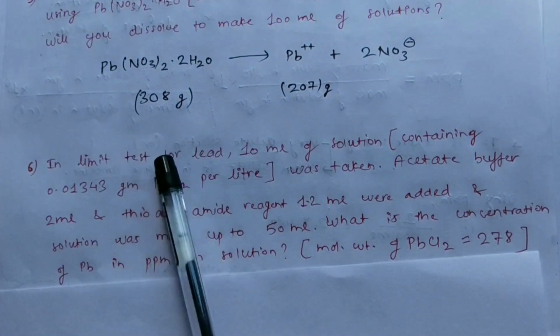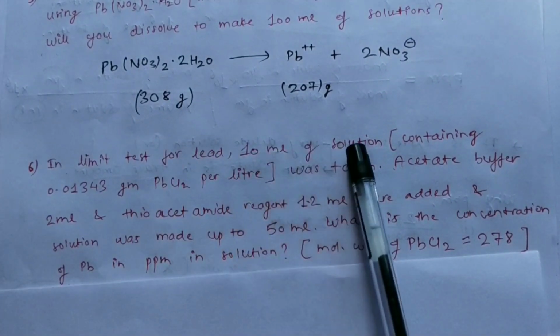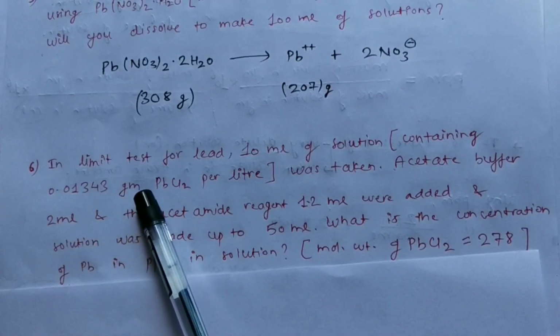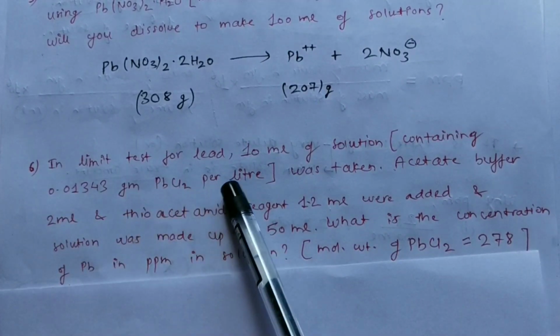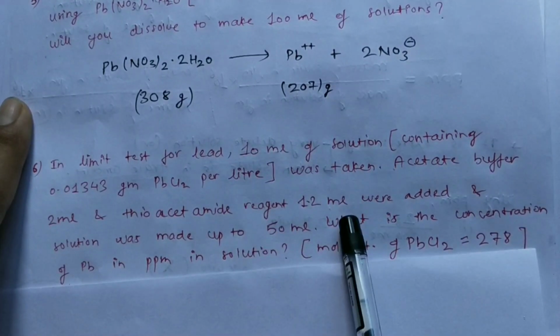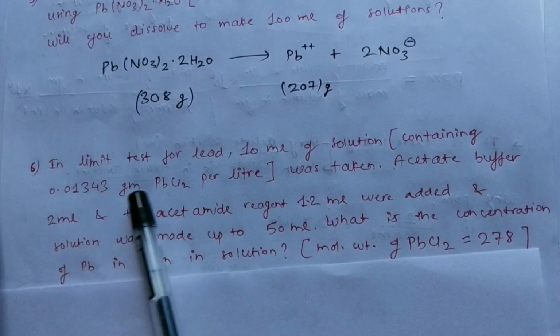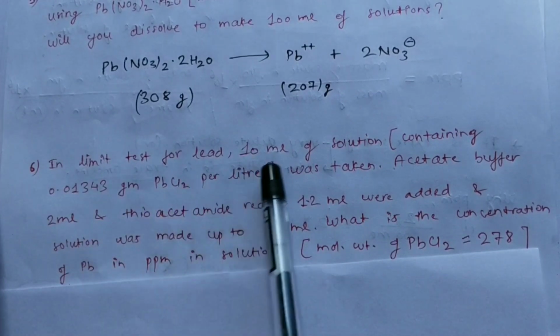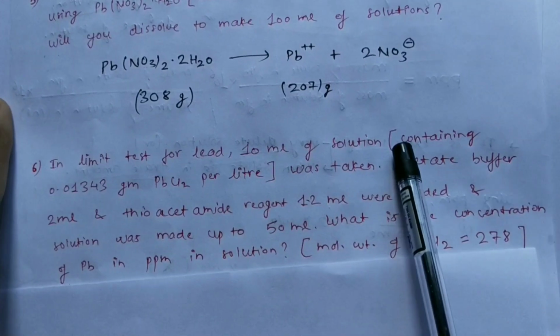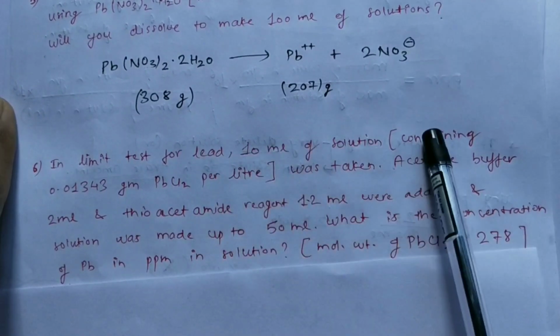See, in the limit test for lead, 10 ml of solution containing 0.0134 gram of PbCl2 per liter. This means there is a beaker of 1 liter solution which is containing this much gram of PbCl2. So from that 1 liter solution you are taking out 10 ml of solution. You are using 10 ml of solution.